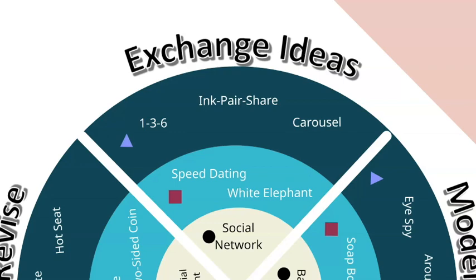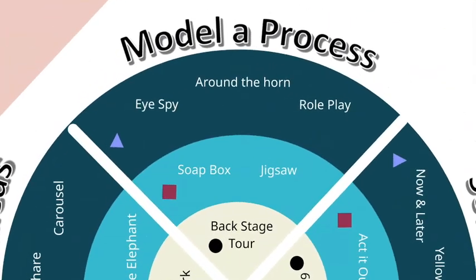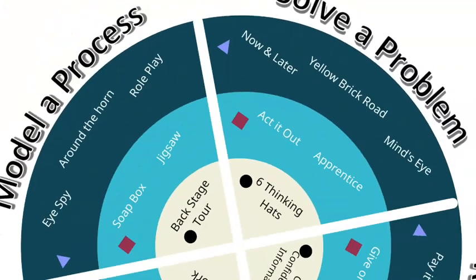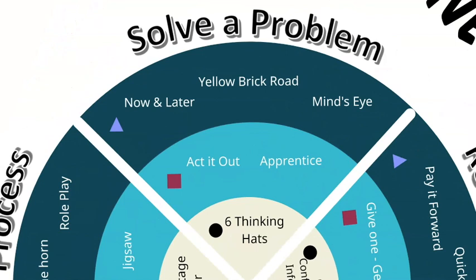So exchanging ideas is why I might have students collaborate together, or maybe modeling a process to each other, getting a model of a process from a peer, modeling a process to a teacher, different ways to go about that, and then solving a problem, something that they wouldn't be able to do on their own, but as a result of working together, they're able to really give input.